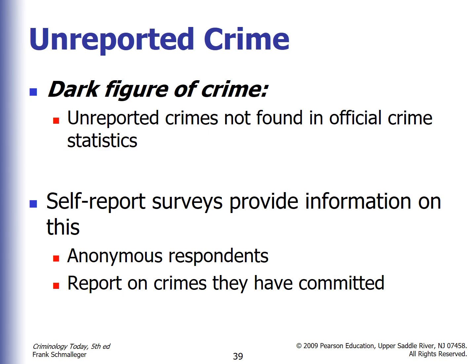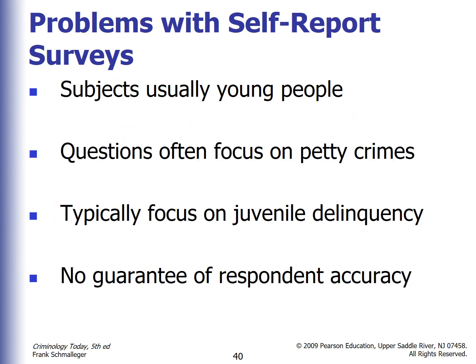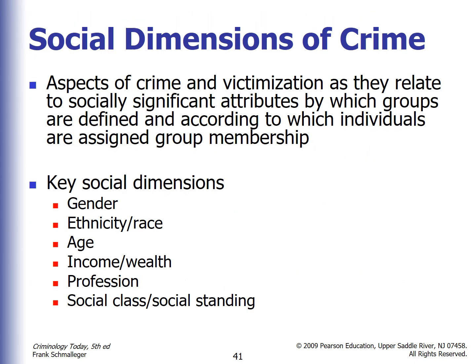All right, unreported crime. Again, we talked about that dark figure. That's when people don't report the crimes. It's not going to be in the statistics. Self-report surveys do provide some information on this from anonymous people, and sometimes we're surveying to find out what crimes have been committed by certain people. Problems with self-survey: a lot of times they're doing it with teenagers, young people. A lot of times it's focusing on petty crimes, juvenile delinquency, and we don't know whether it's accurate or not. So it becomes a problem.